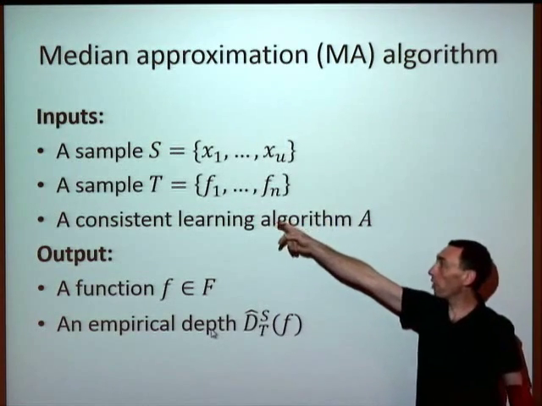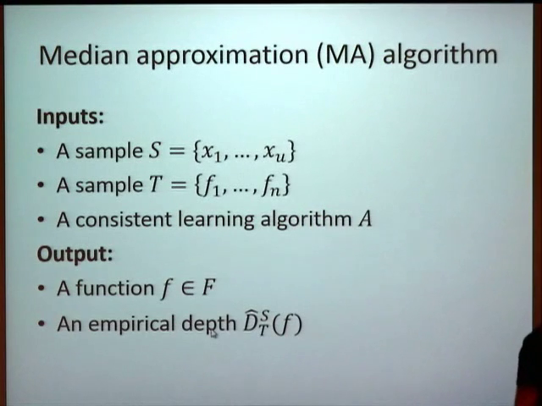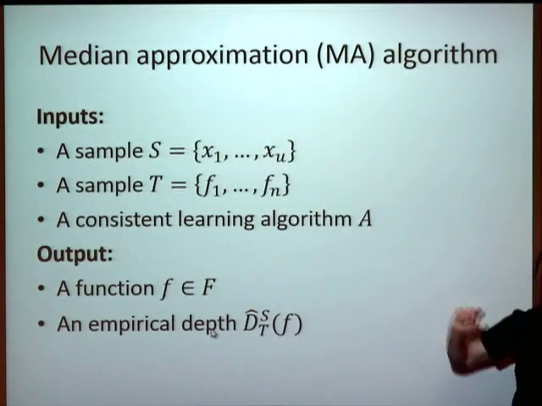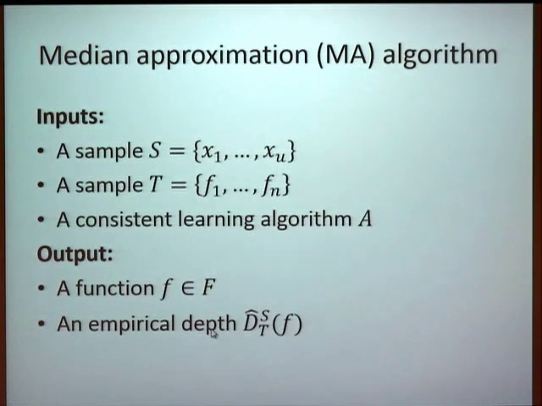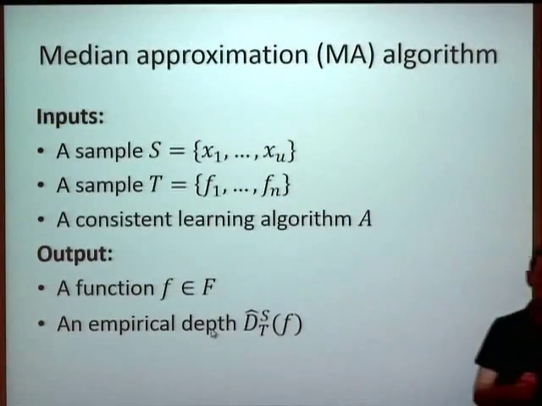It's not going to be one of f1 to fn. It could be any function in my class. So I have this algorithm A, for which I'm going to feed it with samples, labeled points. They're going to be labeled by this ensemble, right?